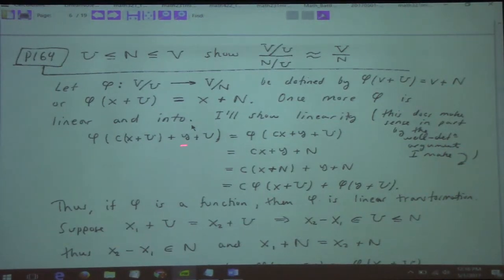Is it a function? I mean, I've checked linearity before. I've checked if it's a function. That's kind of bad form, right? Oh well. But thank you, Sam.